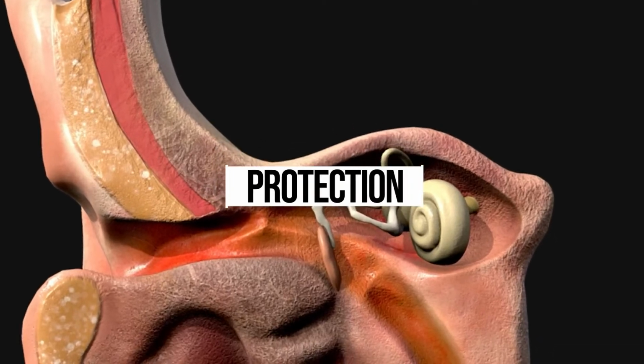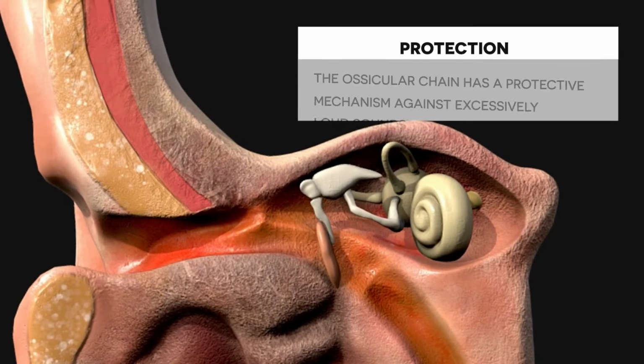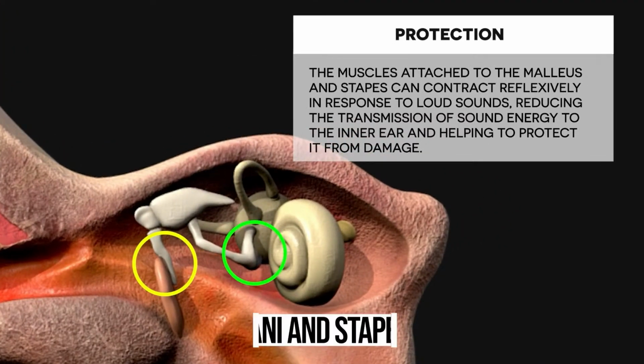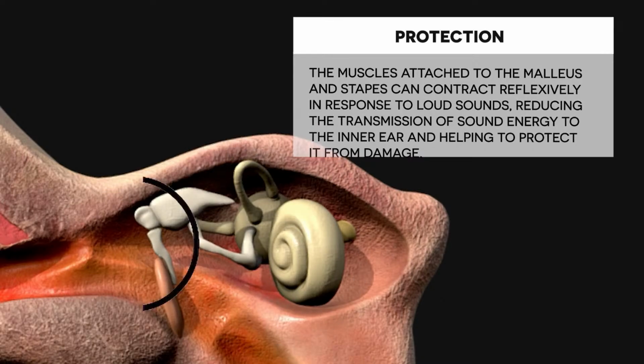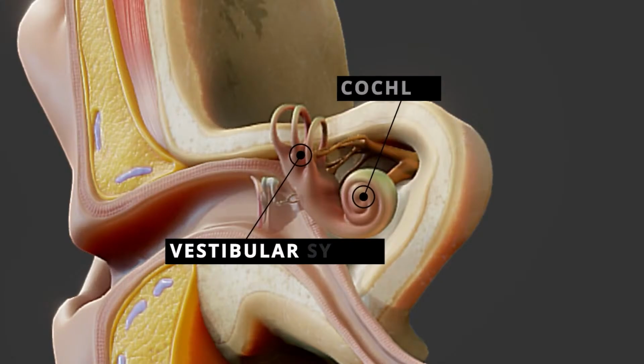Protection. The ossicular chain has a protective mechanism against excessively loud sounds. The muscles attached to the malleus and stapes, the tensor tympani and stapedius muscles, respectively, can contract reflexively in response to loud sounds, reducing the transmission of sound energy to the inner ear and helping to protect it from damage. Inner ear. Inner ear consists of cochlea and vestibular system.